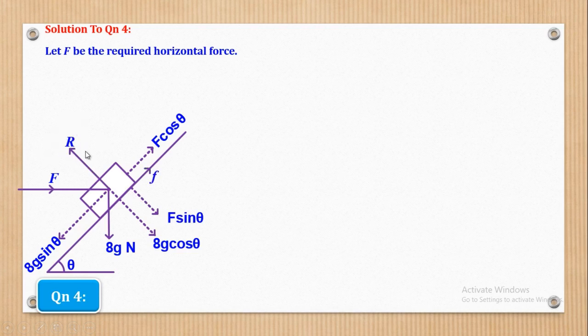So this is the normal reaction R, and this is the friction small f. Now this friction is acting upwards because they told us that this F is the least horizontal force. Being the least horizontal force, it means that the particle is just about to slide downwards. Therefore the force friction will oppose motion by acting in that direction.